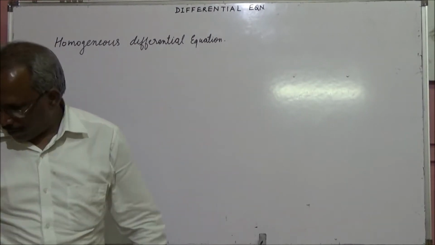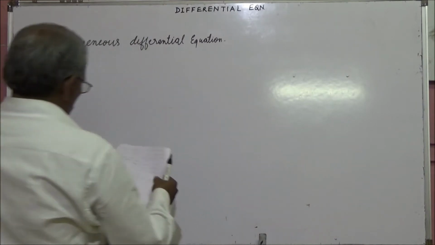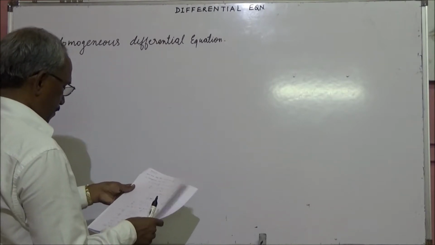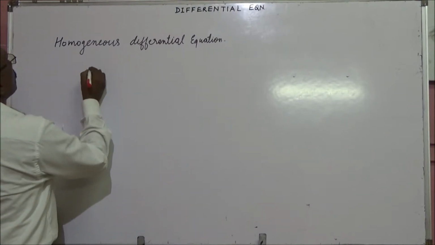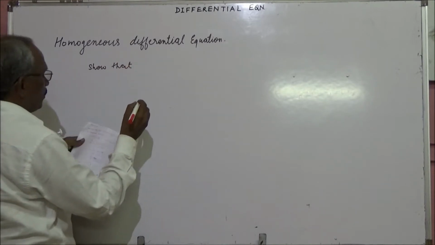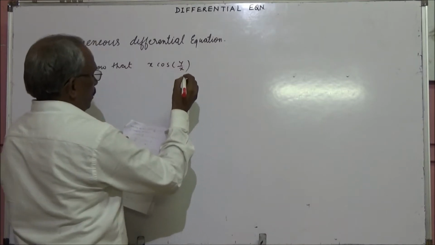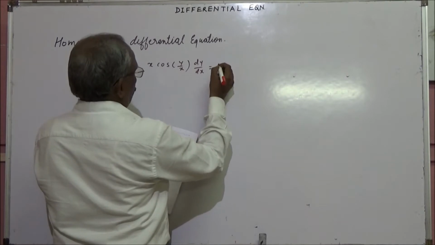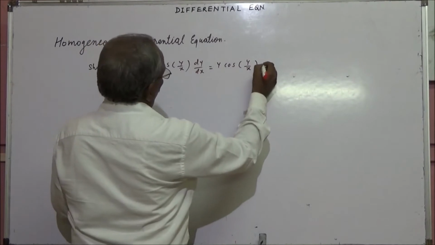Let us see one example. So show that x cos of y by x dy by dx is equal to y into cos of y by x plus x.